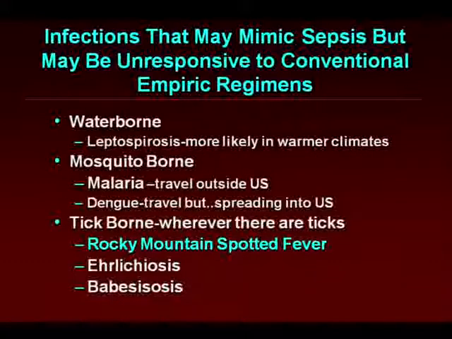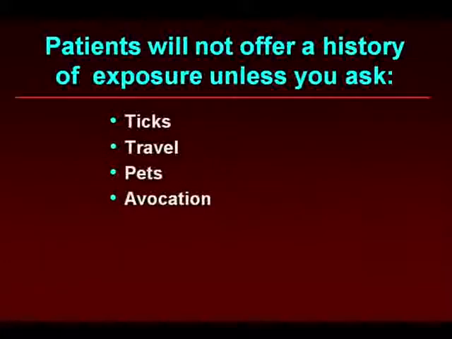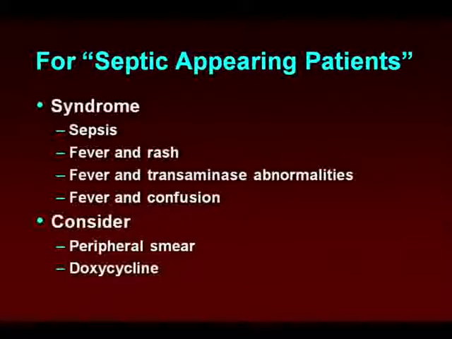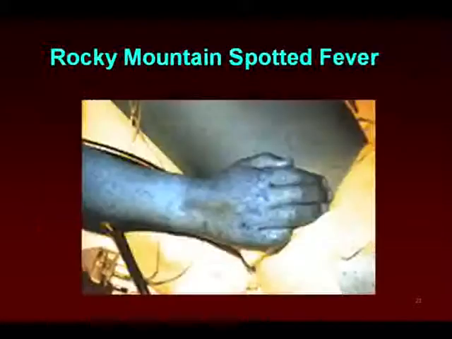But again, these are all syndromes that can mimic sepsis. If you don't get a blood smear, you won't notice malaria. If you don't take a history, you won't know about dengue. And these other four, you need a history, but they do respond, like leptospirosis. So make sure you ask about ticks, travel, pets, and avocation like being a triathlete or being a fisherman and wading in streams. So let's talk about Rocky Mountain spotted fever.